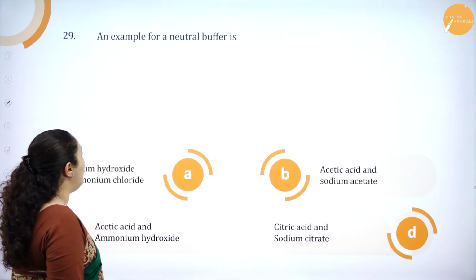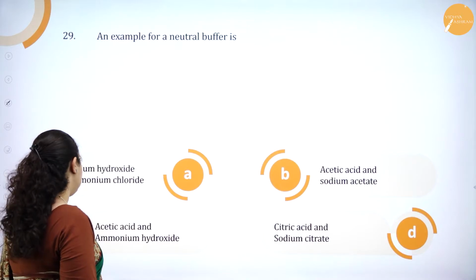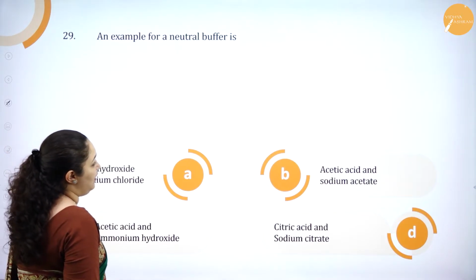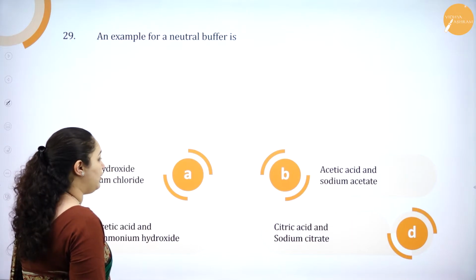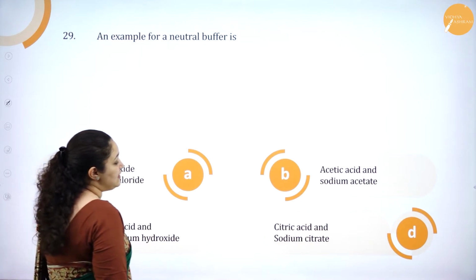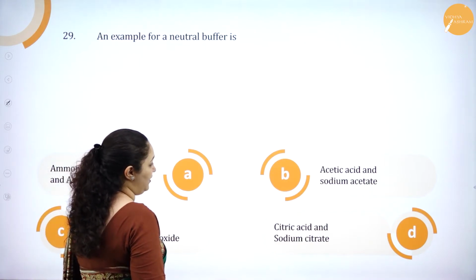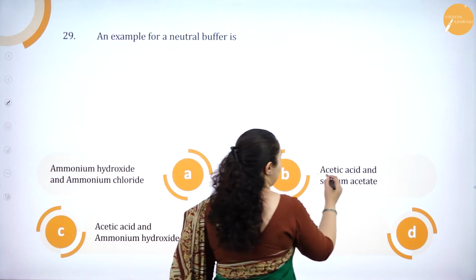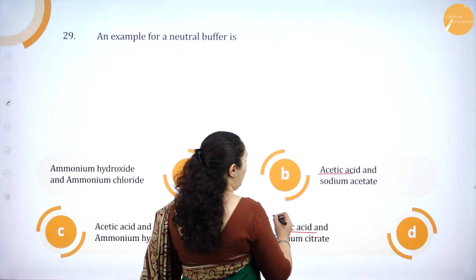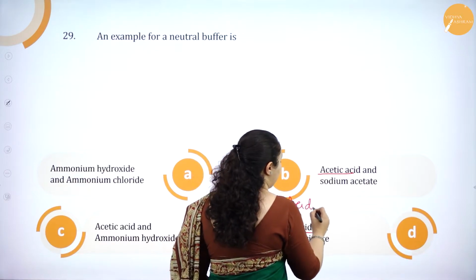An example for neutral buffer is ammonium hydroxide and ammonium chloride, acetic acid and sodium acetate, acetic acid and ammonium hydroxide, citric acid and sodium citrate. Here, if you see, you have acetic acid and sodium acetate, and citric acid and sodium citrate. Both of these are acidic buffers.